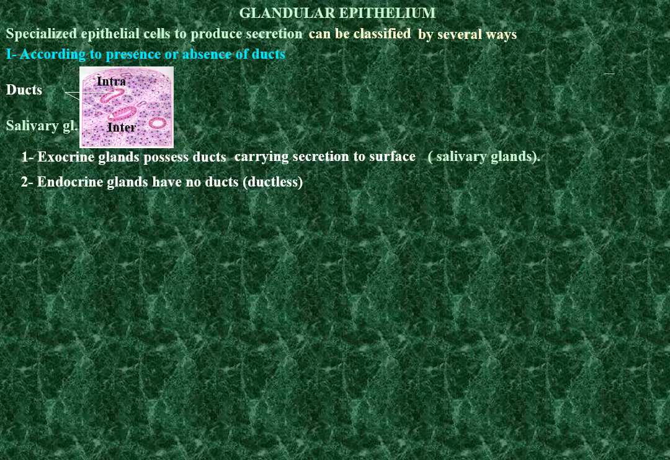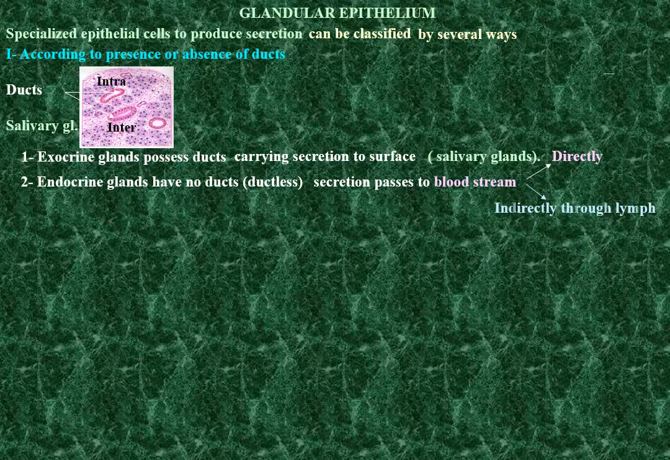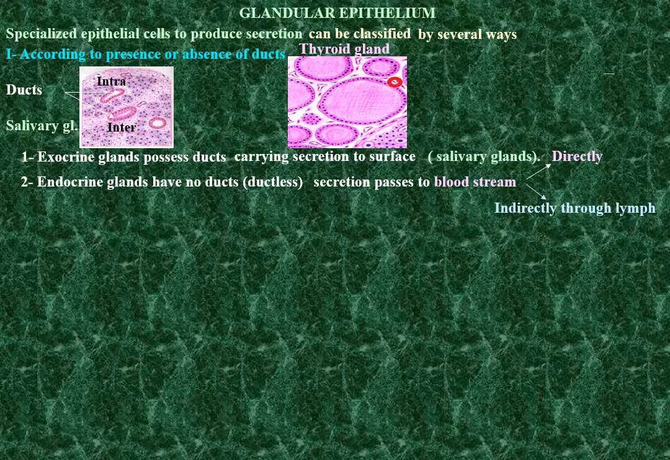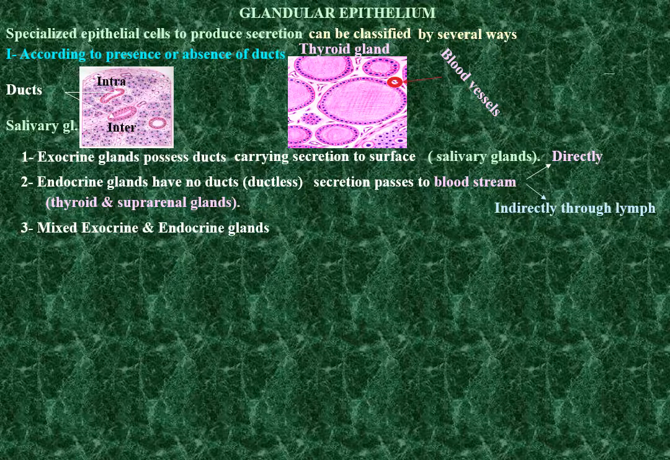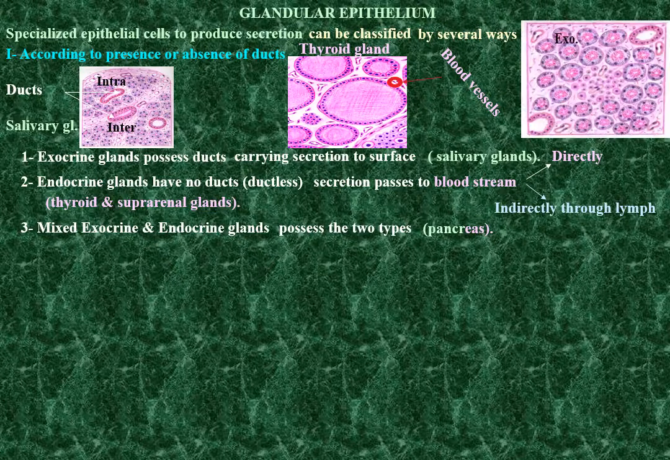Endocrine glands have no ducts, they are ductless. Their secretion passes to the bloodstream either directly or indirectly through lymph vessels. Examples of endocrine glands are the thyroid and the suprarenal glands. Mixed exocrine and endocrine glands possess the two types, as the pancreas, which has an exocrine part formed of acini and ducts, and an endocrine part formed of the islets of Langerhans.